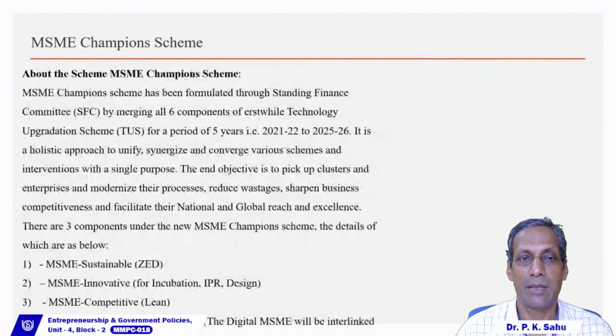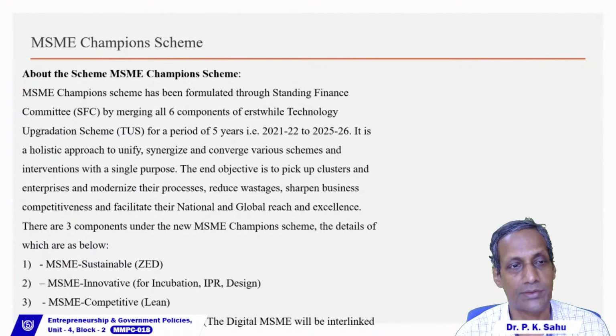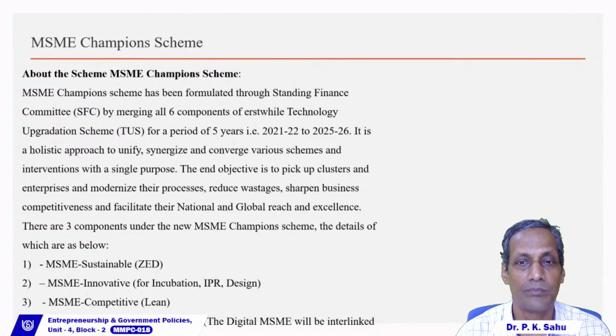Now, the MSME Champion Scheme has been formulated through the Standing Finance Committee, or the SFC, by merging all 6 components of the erstwhile Technology Upgradation Scheme, TUS, for a period of 5 years. It is a holistic approach to unify, synergize, and converge various schemes and interventions with a single purpose. The end objective is to pick up clusters and enterprises and modernize their processes, reduce wastages, sharpen business competitiveness, and facilitate national and global reach and excellence.